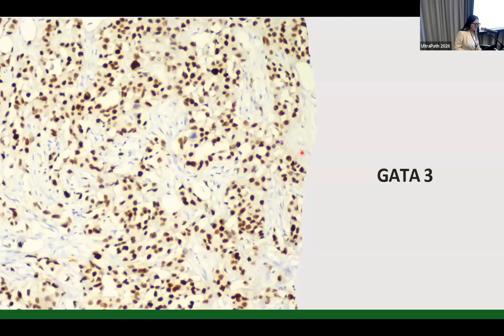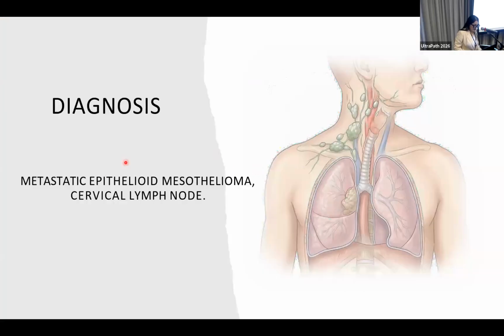We added the last mesothelial marker, GATA3, and it was actually the only one which was positive. So finally, we can conclude that this was a metastatic epithelioid mesothelioma in the cervical lymph node.